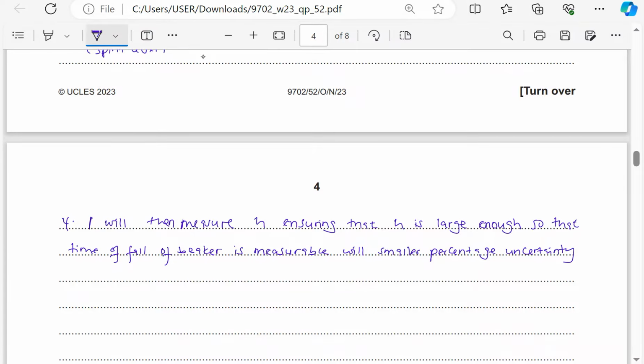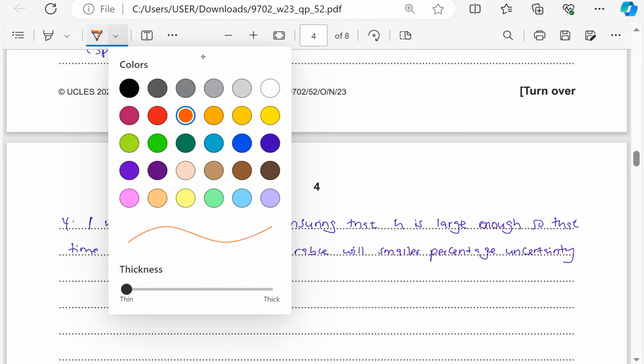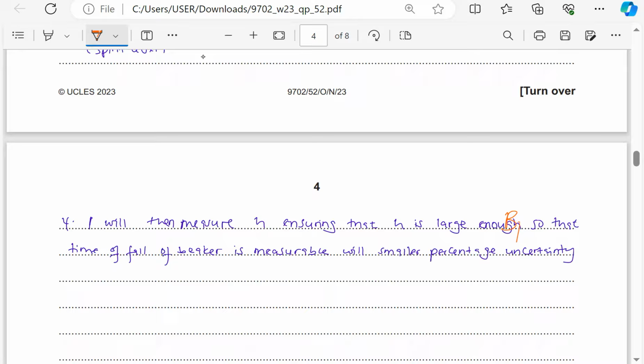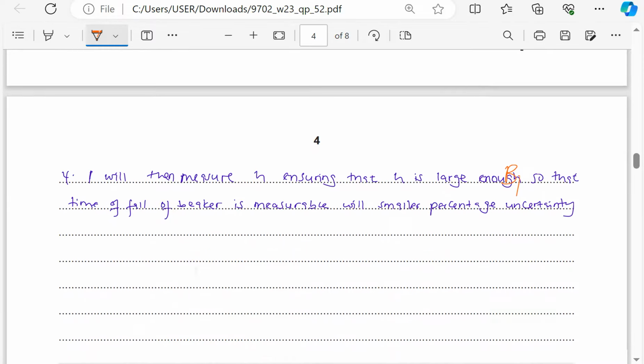If the height is bigger, it means the cylinder will take more time to hit the ground. Whenever we measure a large value of a quantity, we have a smaller percentage uncertainty. If H was smaller, the time would be too short. That would give a large percentage uncertainty. So this point here would give me a B1 mark, knowing that H should be large enough. That would give me a bonus 1 mark.